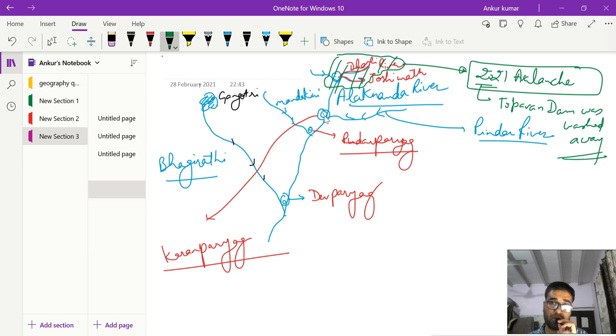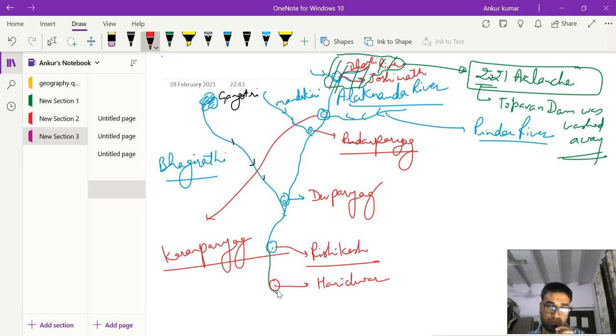So this was the reason basically here that you can remember. Okay, this is Pindar River, this is Karnaprayag, Alaknanda meeting Mandakini at Rudraprayag, Devprayag, this is Bhagirathi meeting the Alaknanda at Devprayag. Okay, and you move ahead like this. This point is Rishikesh. Right, and this is Haridwar. And after this, Ganga enters the plains, right? These were the upper tributaries of the Ganga.